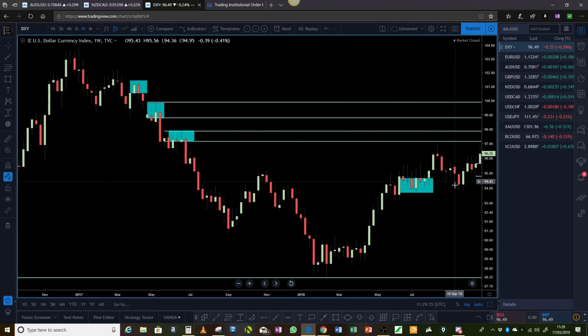Prices returned to it after leaving, and then they started to rally out, forming rally-based rallies as they left. Now the question is, what about this area? And that's what I want to point out to you, for example.